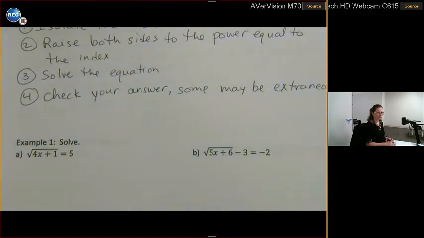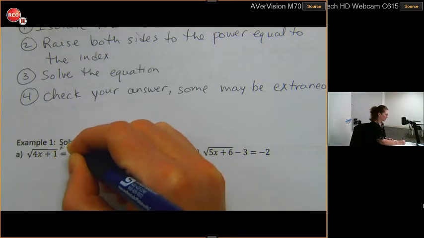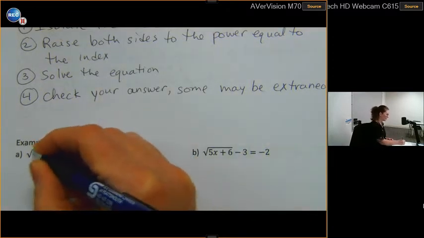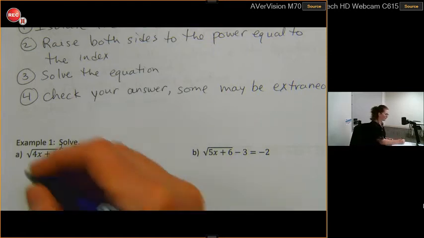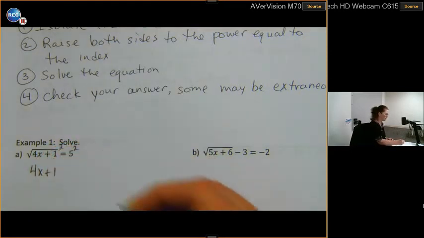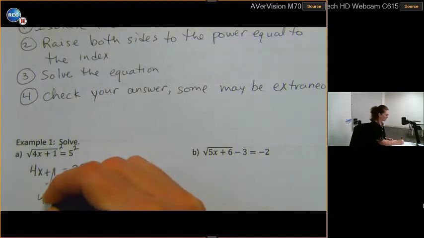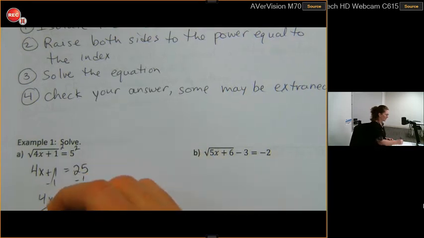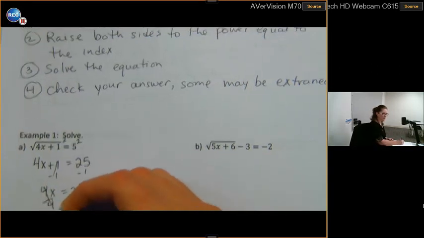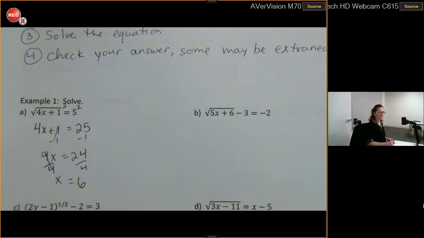So example 1, we're solving. I'm going to start by checking that the radical is isolated, which it is. The square root is by itself. And since it is a square root, I'm going to square both sides. The square and the square root are inverses, so they cancel each other off. And we have just the 4x plus 1. 5 squared is 25. And then we solve it like a regular equation. So I'm going to subtract 1 and divide by 4. And we get x equals 6.